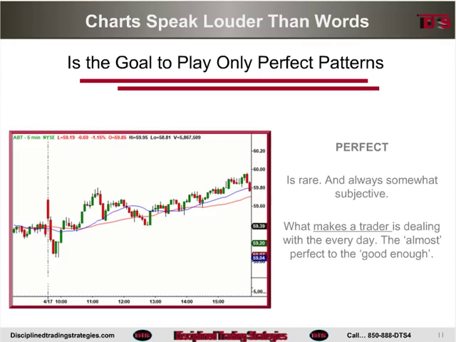There is some subjectivity involved in trading and investing and whatever you want to call it. You can't avoid it. You never will. But we have to frame our brains as objectively as we can to analyze and to always interpret and get better all the time. Perfect is rare. And I want to make a comment that is really one of the hearts I want to get across tonight. What makes a trader is dealing every day with what is almost perfect, what is the next best thing to perfect, and where to draw the line.